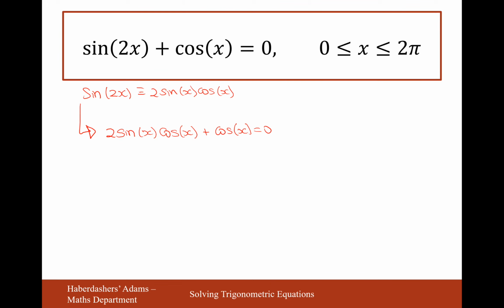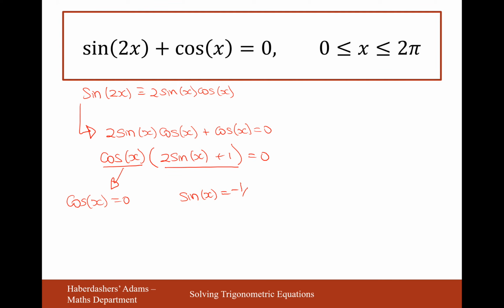equals 0. Now what you definitely don't want to do at this point is divide by cos, because you'll be losing some of your solutions. You factorise out cos at this point. So cos of x will go at the front of the bracket, and then 2 sine x plus 1 will go inside the brackets. And now you've got two expressions that are multiplying together to make 0. So either the first one is equal to 0, cos x equals 0, or sine x is equal to minus a half. So in the first one, it will be at pi by 2 and 3 pi by 2.